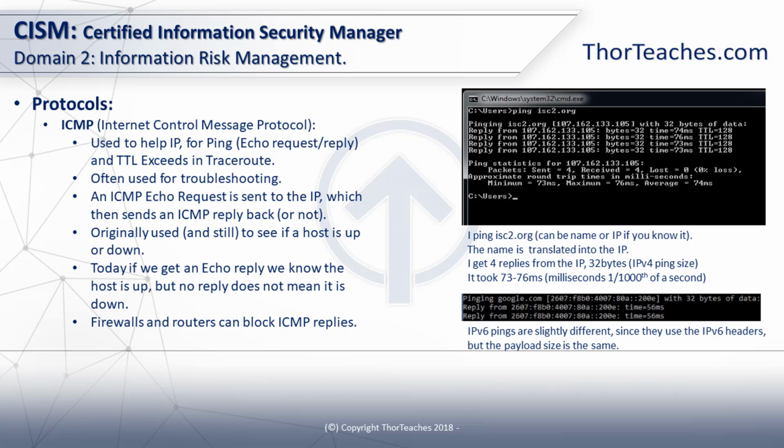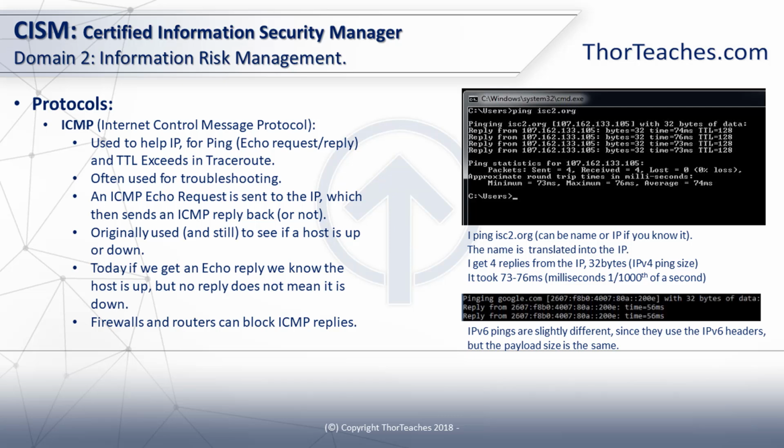We use ICMP for many troubleshooting steps in our daily lives if we work as network administrators. It's used both to help with IP addressing, but also used for pings and TTL exceeds and trace routes. Most people with a networking background would have used it extensively for troubleshooting. We can send an ICMP request or a ping to see if a certain host is up. If it is, and they don't have ICMP blocked, it will reply back.